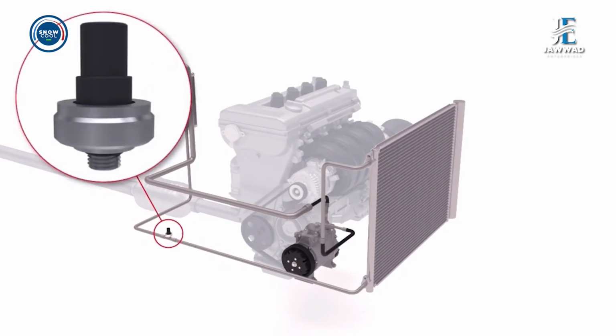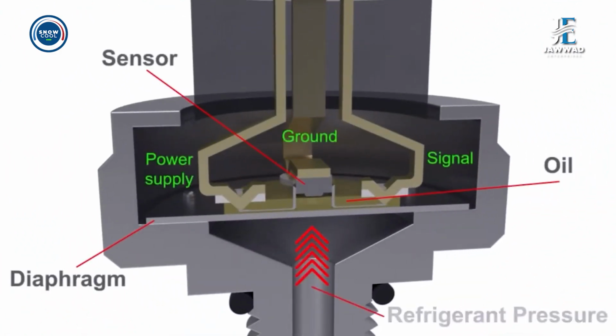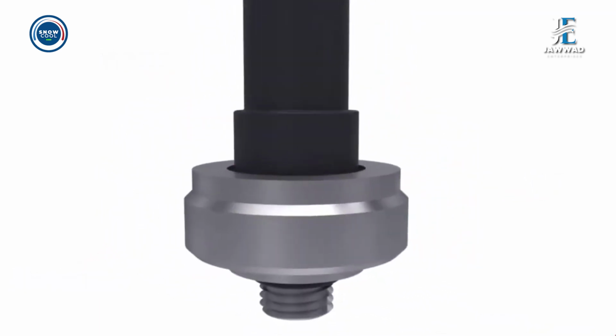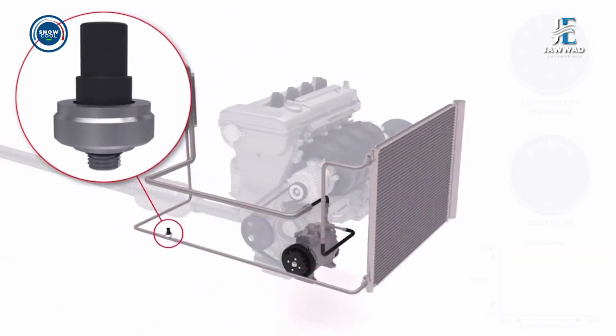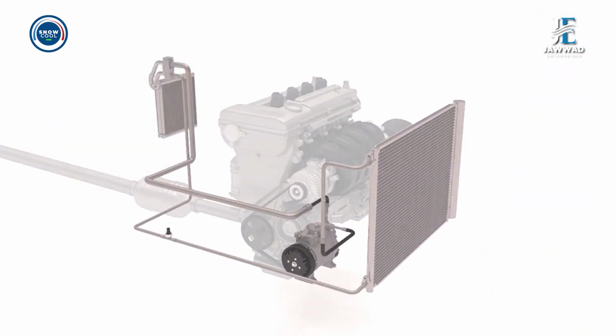One final and important component fitted to Snowcool air conditioning systems is the pressure sensor that is used as a simple safety device. The sensor detects the refrigerant pressure on the high-pressure side between the condenser and the expansion valve. So if the pressure is incorrect, which could cause damage to the system components, the compressor can be switched off.